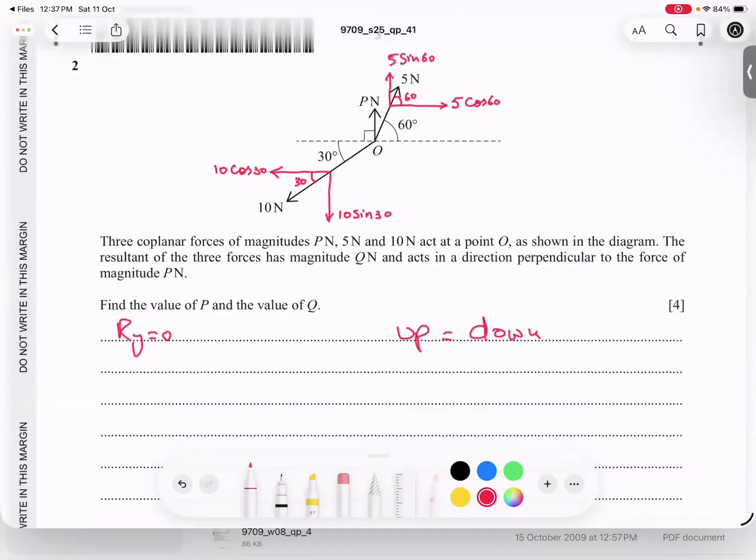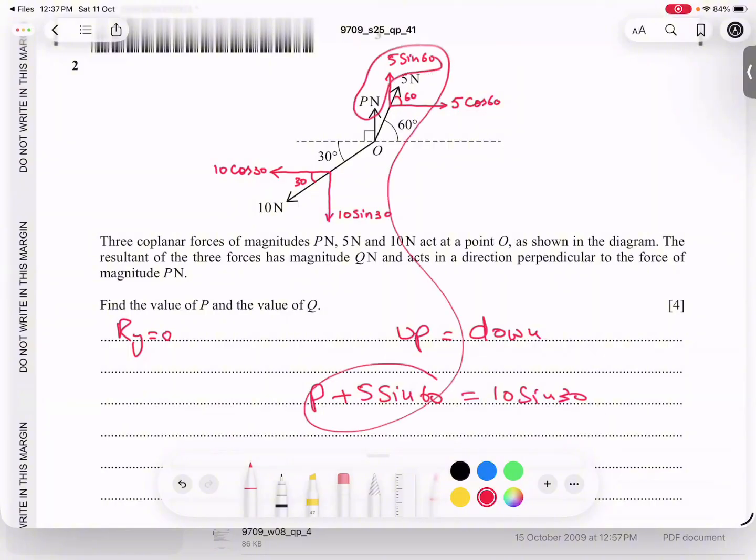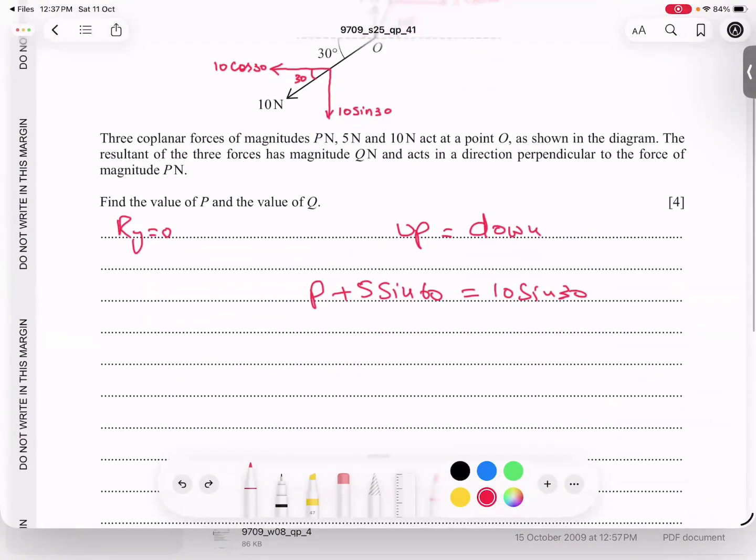So I'm writing here P plus 5 sine 60 is equal to 10 sine 30. Once again, these two forces are acting upwards, and this is downwards. And sine 30 is half, times 10, we get 5, and this is 5 square root 3 over 2. So when I bring it to the other side, I will get my answer.